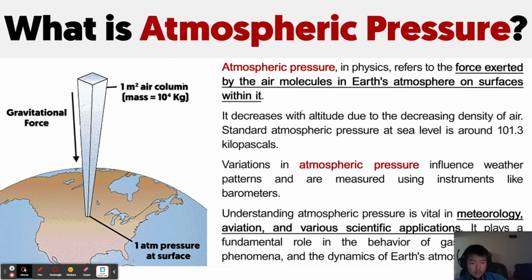So as we go up in altitude, there's less and less air molecules above us that's acting a force on us. And since pressure is force divided by area, if there's less molecules above us acting a weight force down on us, that means there's less pressure from the atmosphere as we go further up in altitude. And so that means as we go further up in altitude, the atmospheric pressure will be less than 101.3 kilopascals. Atmospheric pressure influences weather patterns and is measured with barometers, and the pressure is vital in aviation and meteorology.